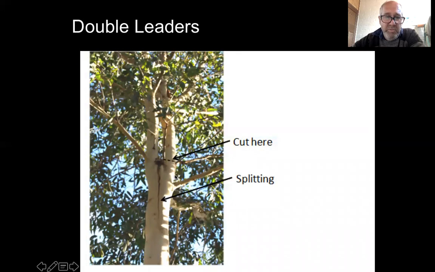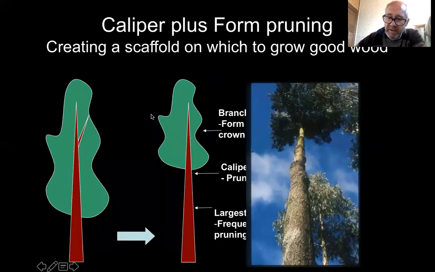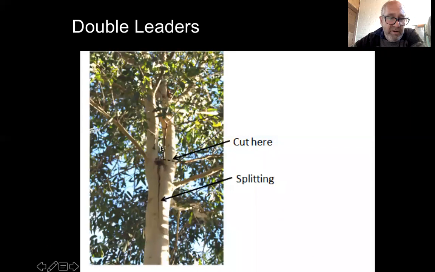Double leaders are a real problem in some species. It's caused by the growing tip dying back. Could be due to tip moth in red cedar, or it could be frost damage or wind damage or insects. Two buds then take over, and those two buds are on opposite sides of the tree. They cannot suppress each other, and you end up with two stems with no sound link between them, and you can get splitting. These should be removed as soon as possible.